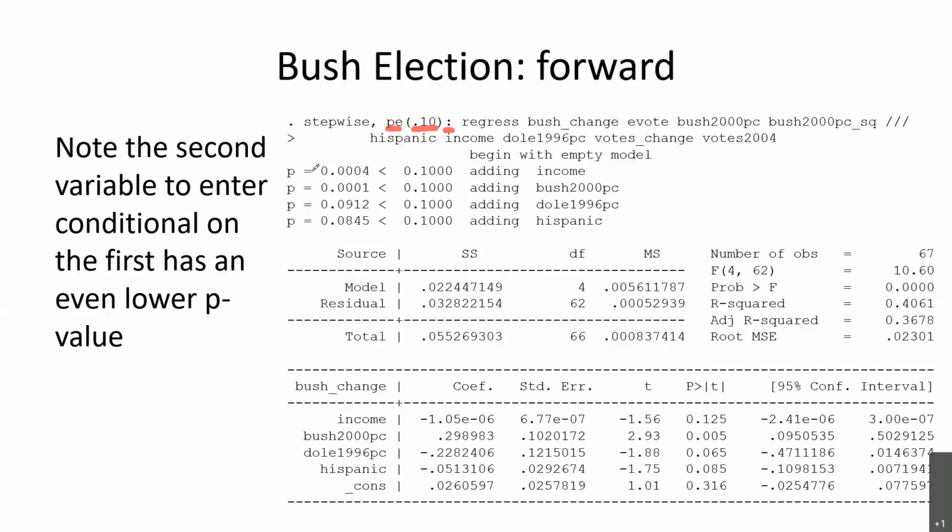Then it turns out that the first variable, the most significant one, is income. We have a significance level of 0.00004, definitely better than 10%. Then in the next step, we add another variable, and that's the next best one, conditional on income being there, and that's push 2000 PC. And we look at the p-value, and it's 0.00001. And we say, oh, wait, that p-value is smaller than the original p-value. The algorithm made a mistake.